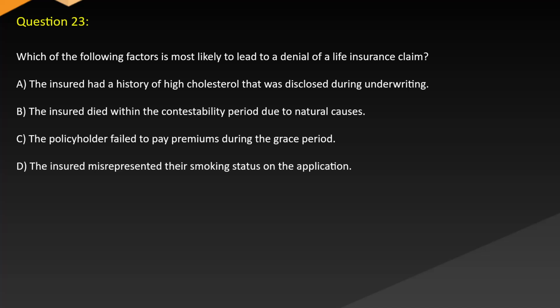Question 23. Which of the following factors is most likely to lead to a denial of a life insurance claim? A. The insured had a history of high cholesterol that was disclosed during underwriting. B. The insured died within the contestability period due to natural causes. C. The policyholder failed to pay premiums during the grace period. D. The insured misrepresented their smoking status on the application.